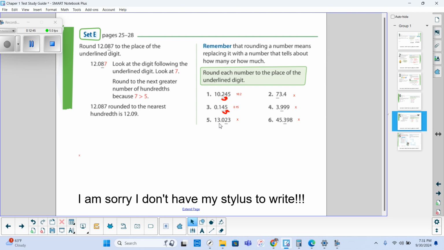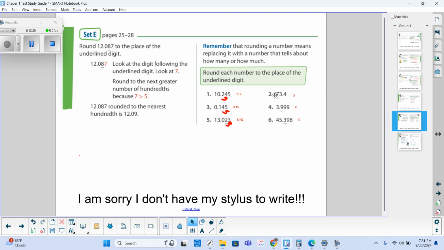Next one, actually I should have gone 1, 2, 3, 4, 5, 6, sorry, going kind of out of order. 13.023, after the 2, we would round what? We look for the 3 that's afterwards. Well, 3 would mean I would round this down, or basically keep it as a 2. So this would round to 13.02, or 13 and 2 hundredths.